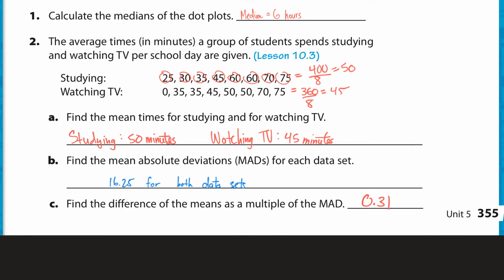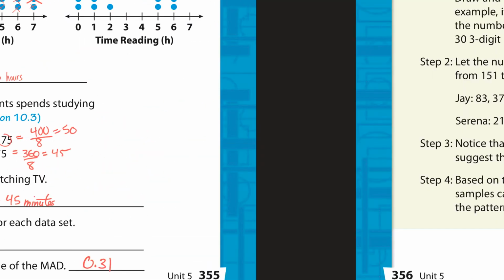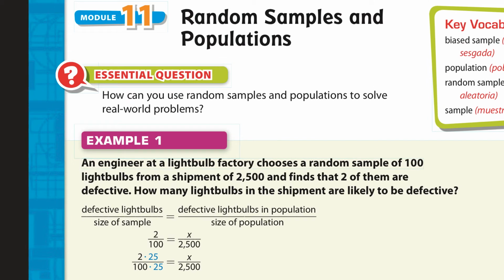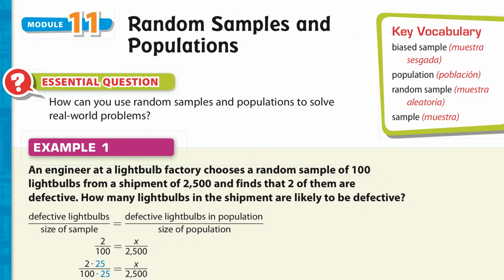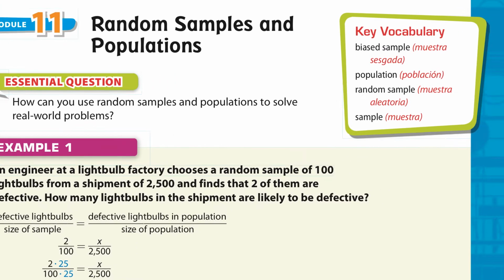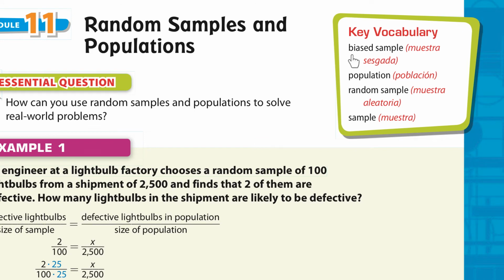Okay, so there's module 10 for you. And what we have next is module 11. And that one's all about random samples and populations. In this, the essential question is, how can you use random samples and populations to solve real world problems? And our key vocabulary that would be good to look up are biased sample, population, random sample, and samples.